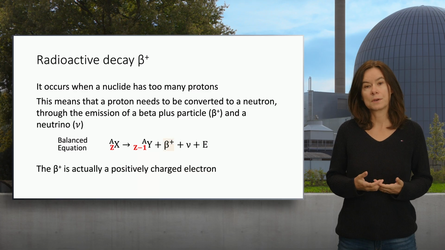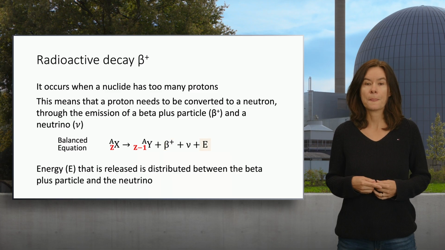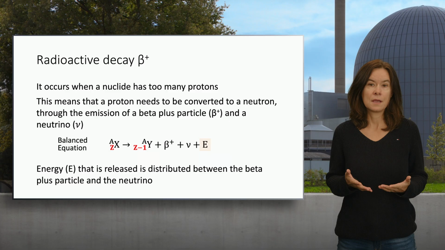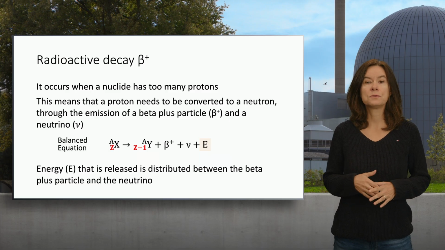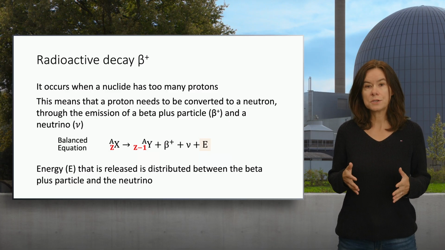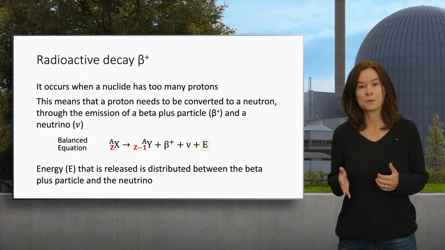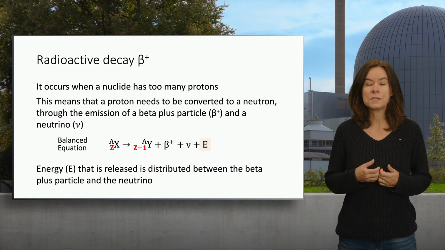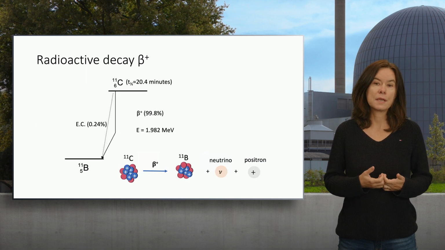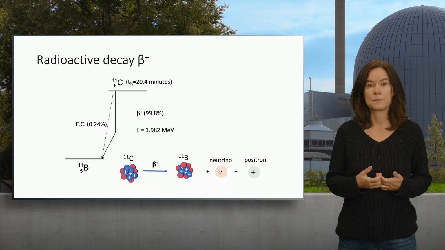The beta plus particle that is emitted is called a positron and is actually a positively charged electron. Energy is again released in this decay. In fact, all decays are associated with the release of energy. This energy will be divided between the beta plus particles and the neutrino. On this slide, an example of beta plus decay is shown for carbon-11.